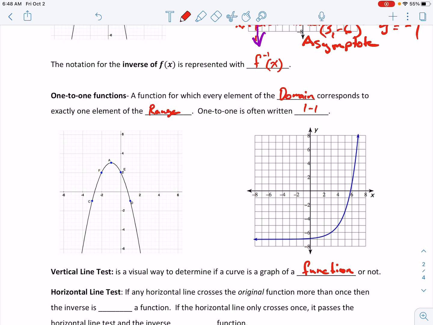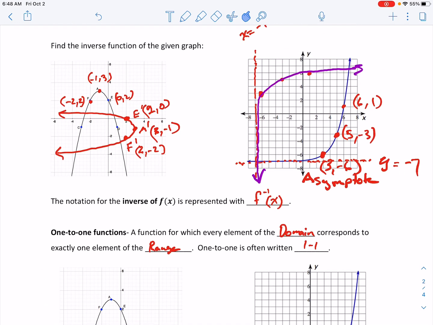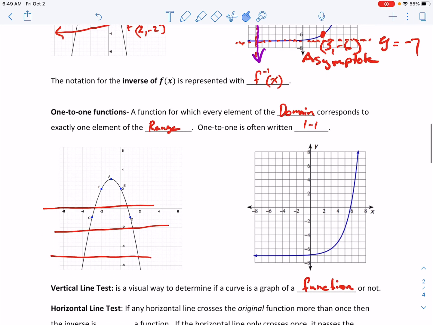There is also a horizontal line test. If we draw a horizontal line through our function and it hits one time, then its inverse will be a function. Well, this parabola, when I draw a horizontal line through it, I'm hitting more than one time. So the inverse is not going to be a function. As we saw up above, the parabola, when it's sideways, won't pass the vertical line test. So the inverse is not a function for a parabola. And for the exponential graph, if I draw a horizontal line, it's only going to hit one time. So the inverse of an exponential would be a function.